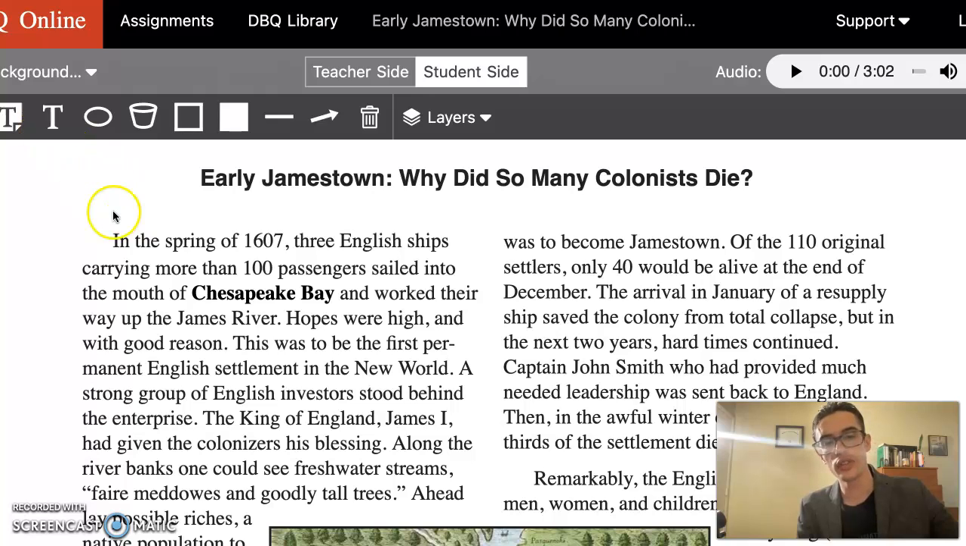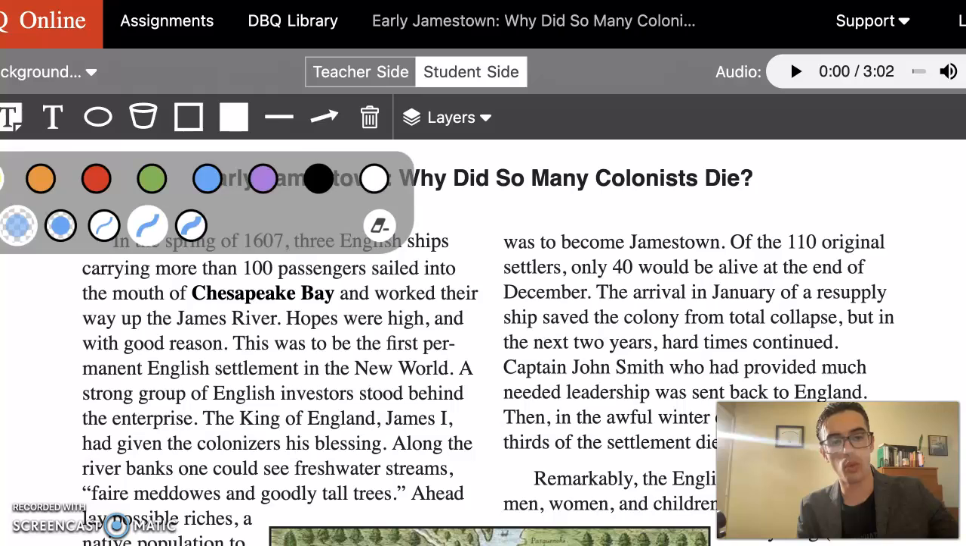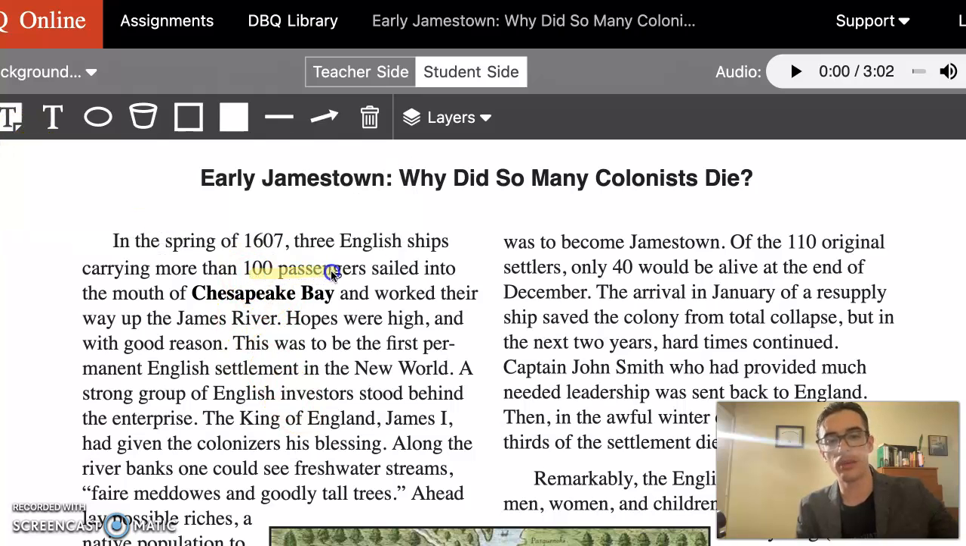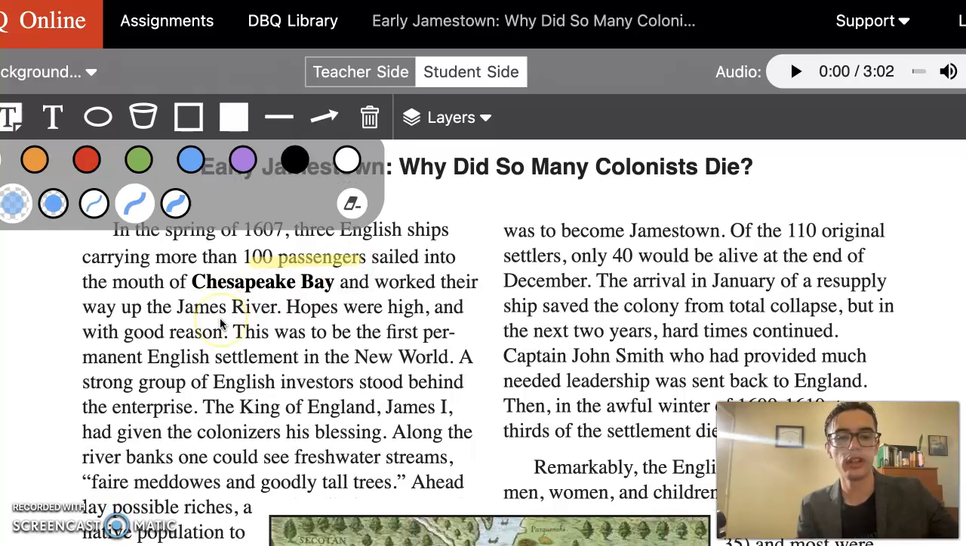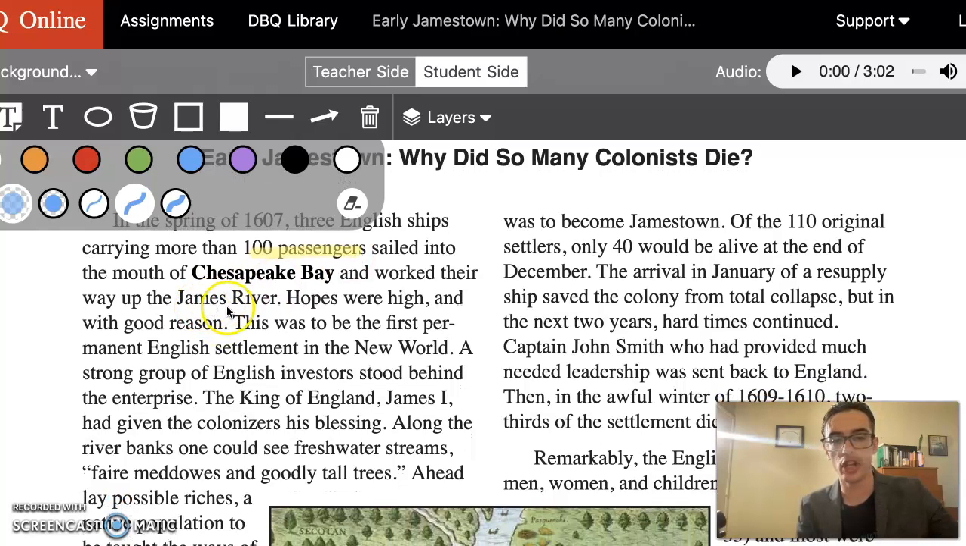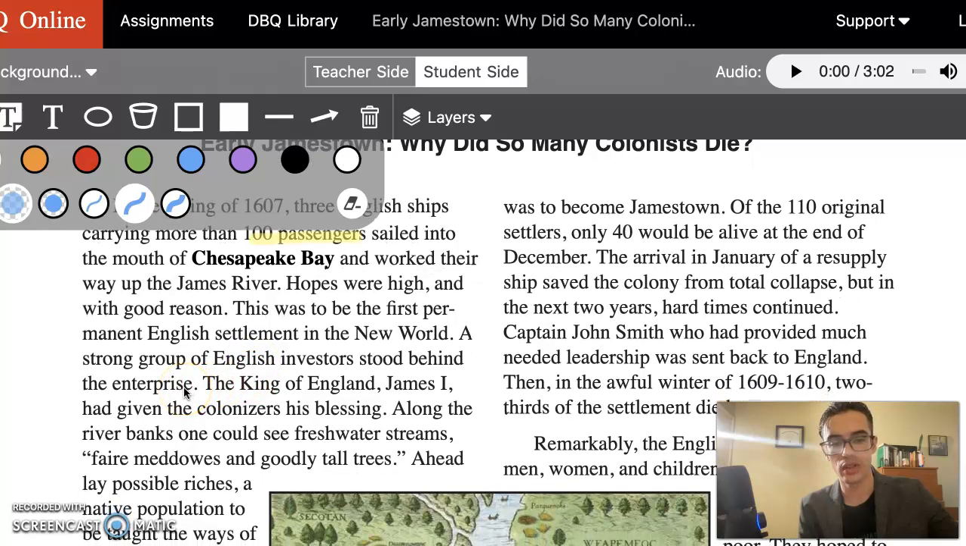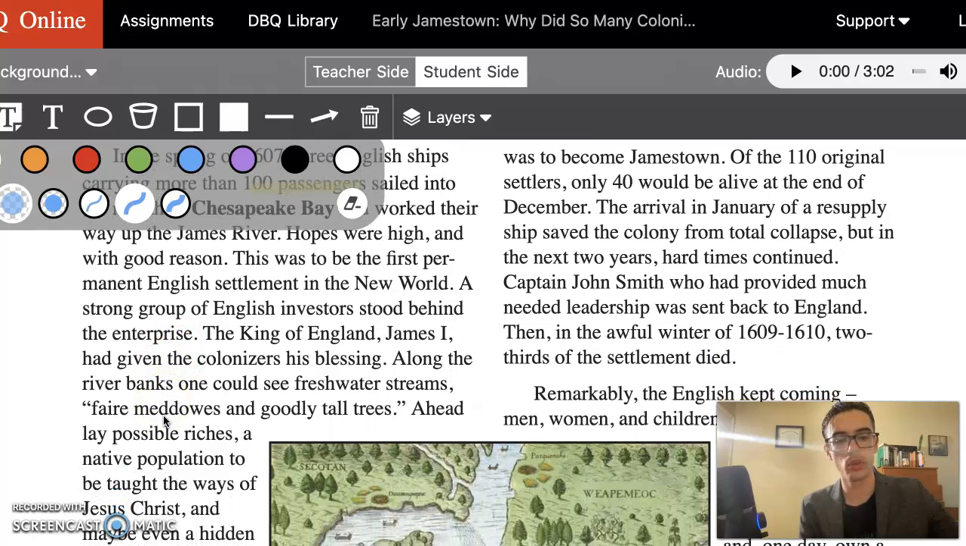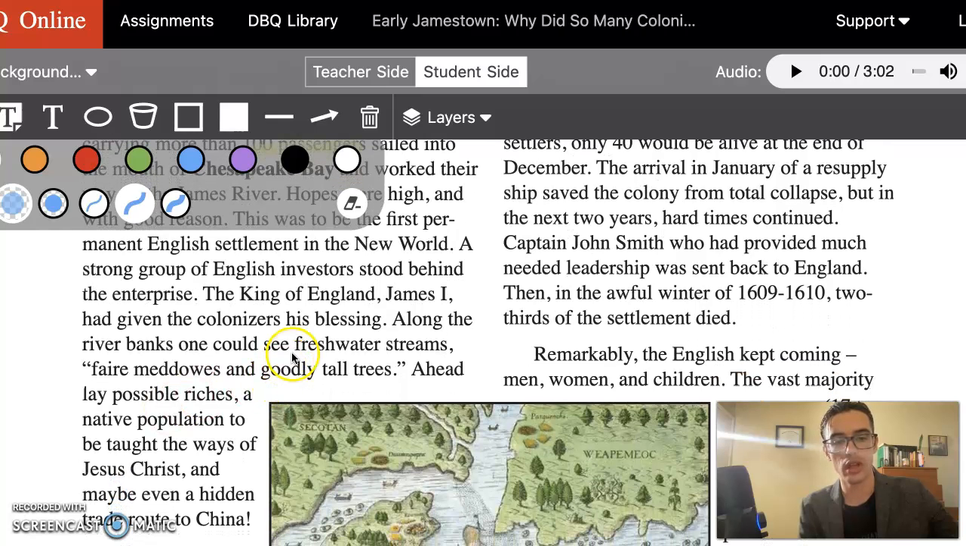So it tells us, in the spring of 1607, 3 English ships carrying more than 100 passengers, and I might highlight that because 100 passengers seems pretty significant, sailed into the mouth of the Chesapeake Bay and worked their way up the James River. Hopes were high, and with good reason. This was to be the first permanent English settlement in the New World. A strong group of English investors stood behind the enterprise. The King of England, James I, had given the colonizers his blessings. Along the riverbanks, one could see freshwater streams, fair meadows, and goodly tall trees.